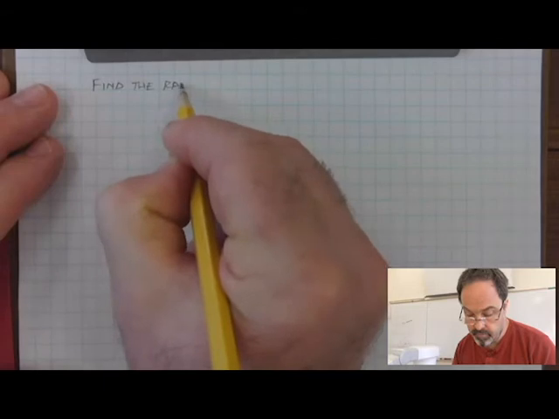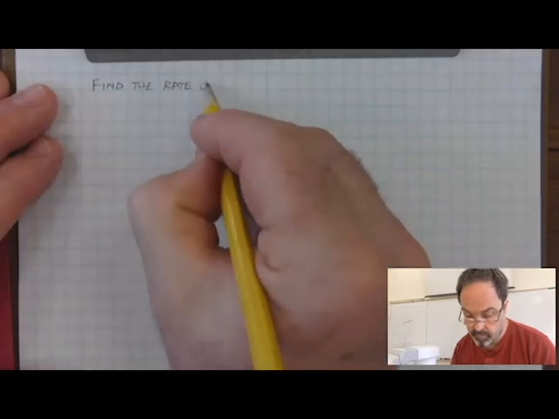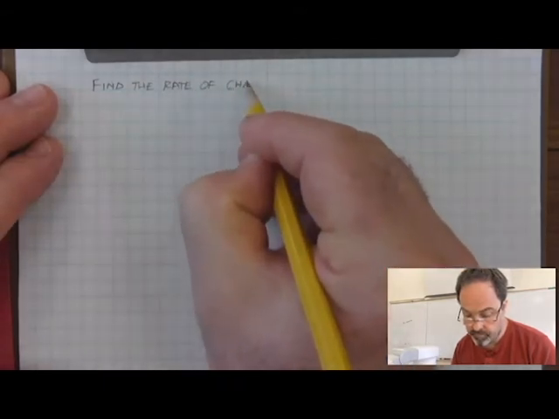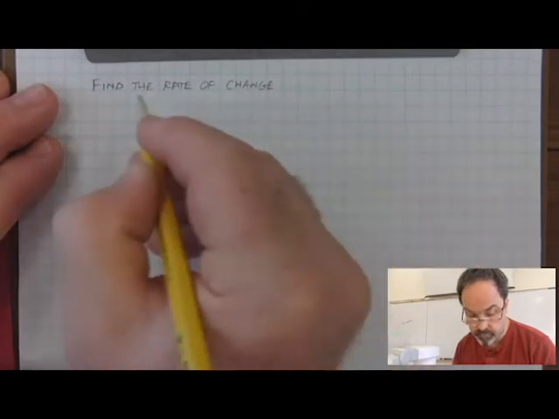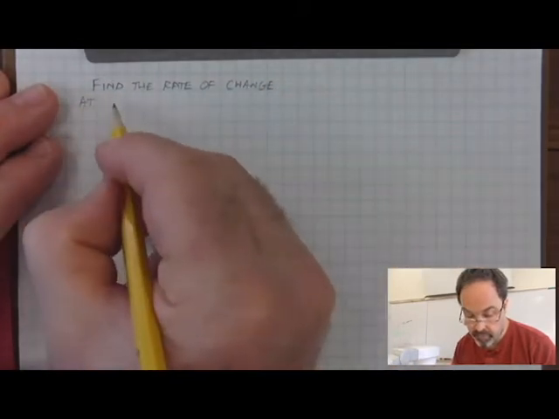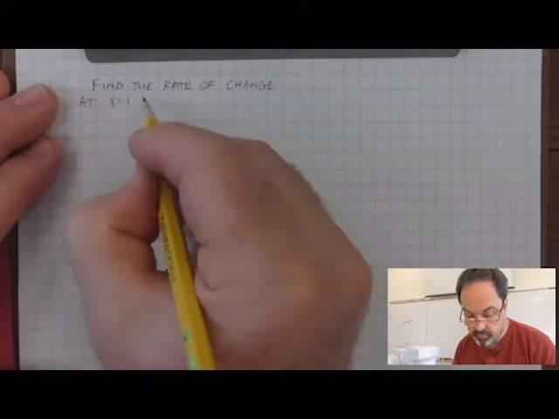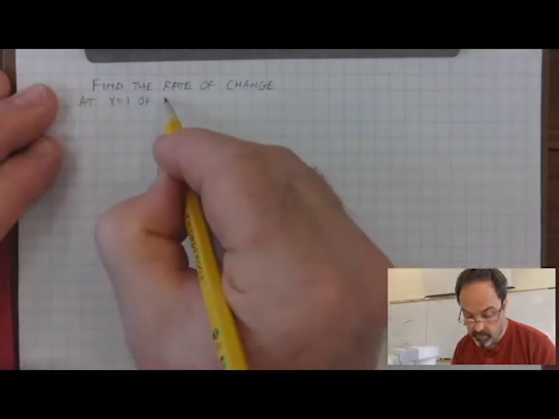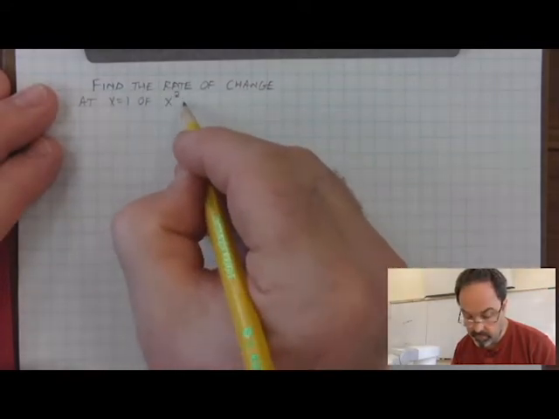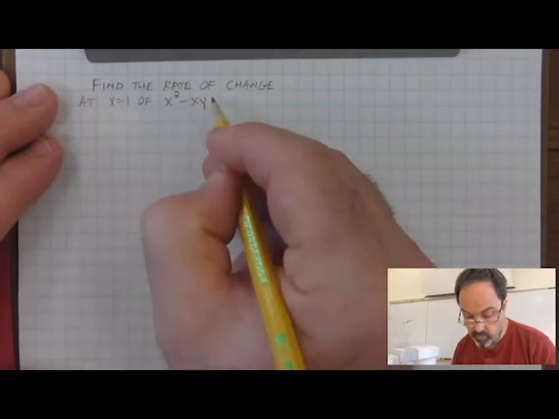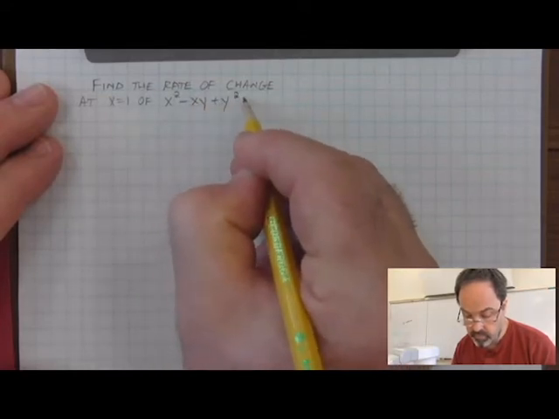Find the rate of change at x equals 1 of x squared minus xy plus y squared is equal to 1.